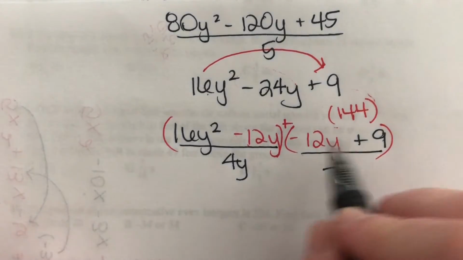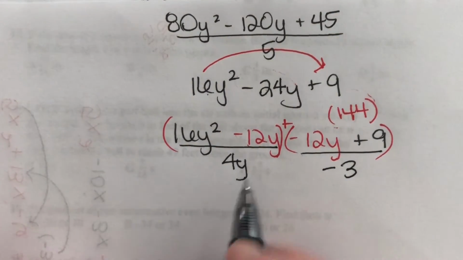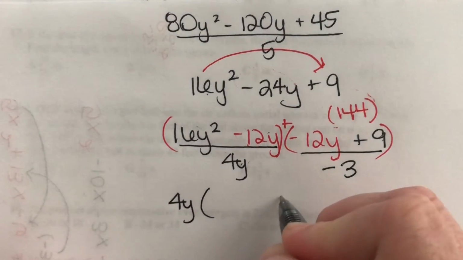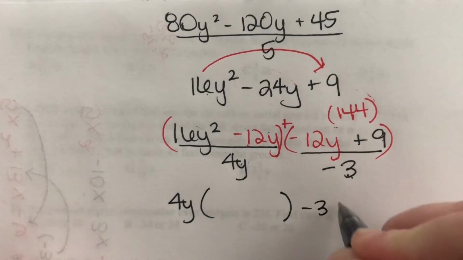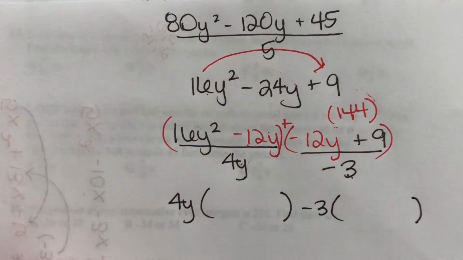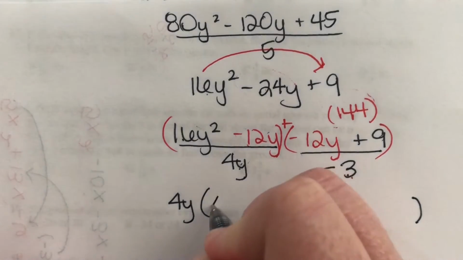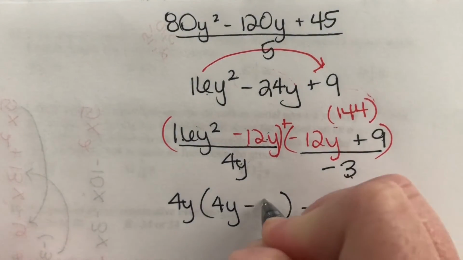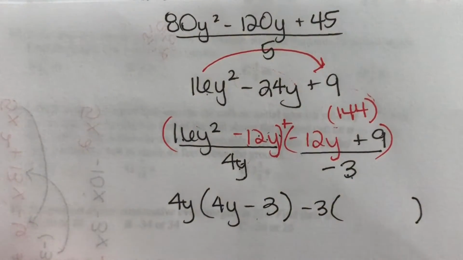And it looks like both numbers can be divided by 3. So I'm going to write that number in front, and everything left over after I divide goes in parentheses. So 16y squared divided by 4y is 4y. Negative 12y divided by 4y is negative 3. The y's cancel. Negative 12 divided by 4 is negative 3.